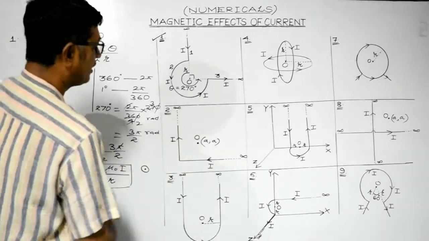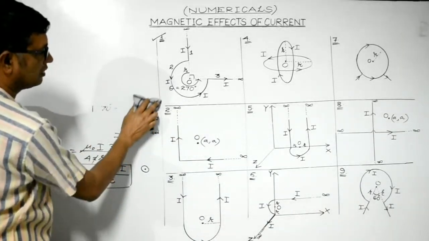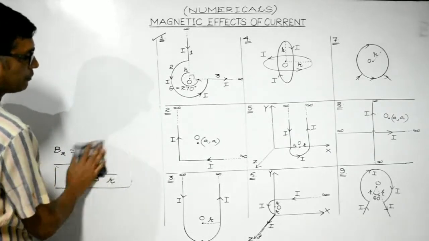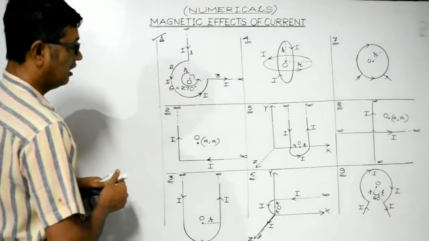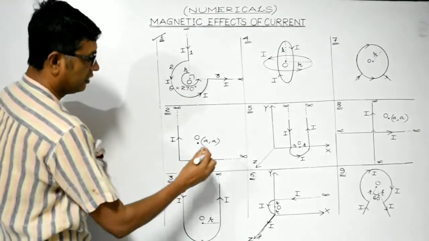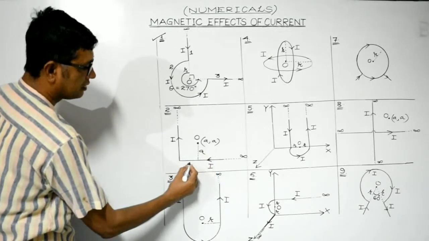These are the two straight current carrying conductors, and our objective is to determine the magnetic field at point O. And this is the origin, right? And the coordinates are A, A. So it is equidistant. So this distance is A and this distance is also A.